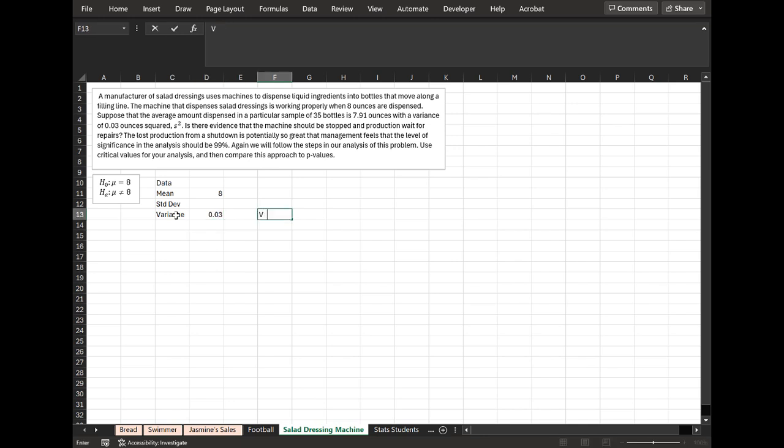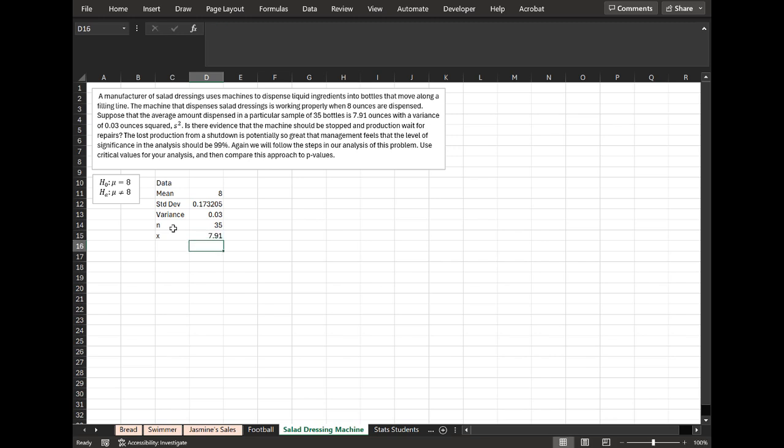So what's the difference between a variance versus a standard deviation? A variance is squared, and the standard deviation is just the number itself. So how do I get to the standard deviation? I'm going to take the square root. Okay, so this is going to be my S in this case. And since we're talking about S and not sigma, that also tells us that we're going to be using Student's t. So our N in this case is 35, and we're told very clearly that from the 35 bottles, the mean amount of salad dressing was 7.91.